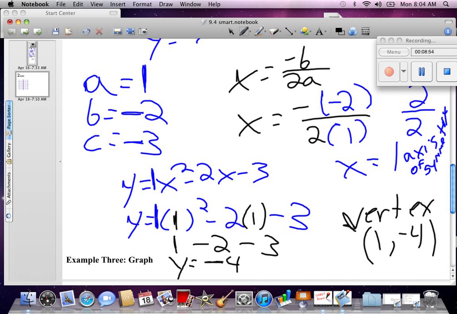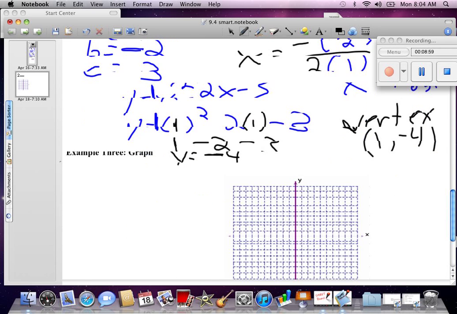Okay, now we're going to do one where we find all of this and then we graph it. So we can actually see what it looks like. So let's turn it over and look at example 3.